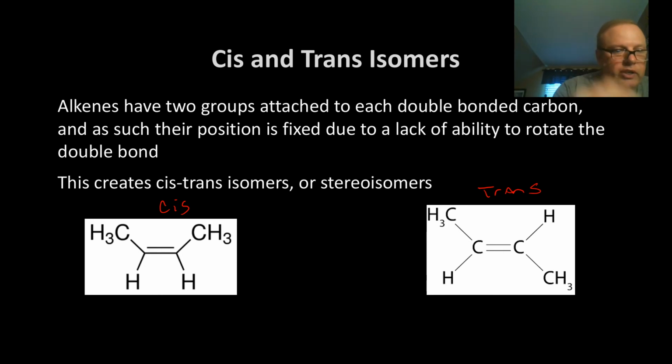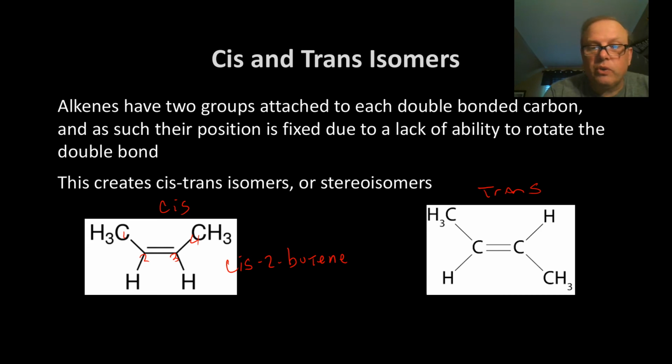So naming this thing, it's 1, 2, 3, 4 carbons. This is our first carbon. This is our second, our third, and our fourth. So this is cis-2-butene. Cis, meaning same-sided, and with a double bond between the second and third carbon, we just say cis-2-butene. So you'll always want to start with cis or trans. So that makes this trans-2-butene.